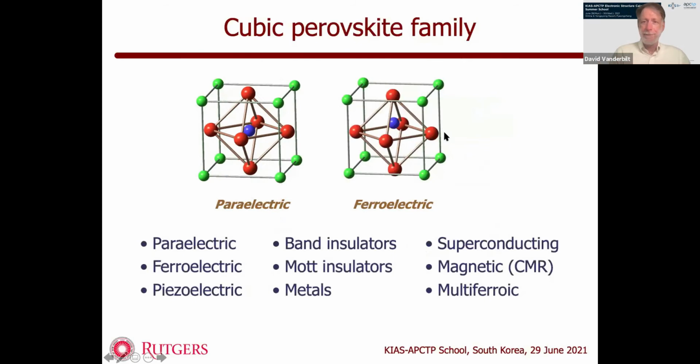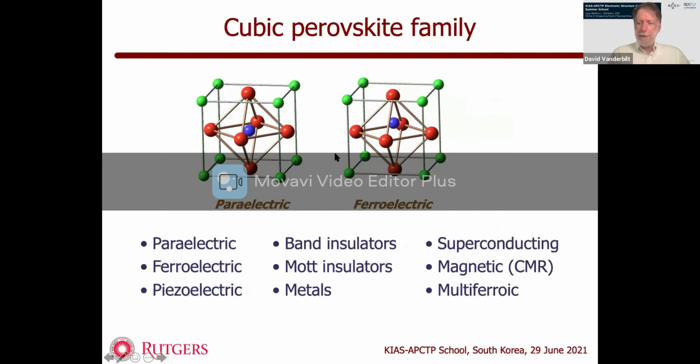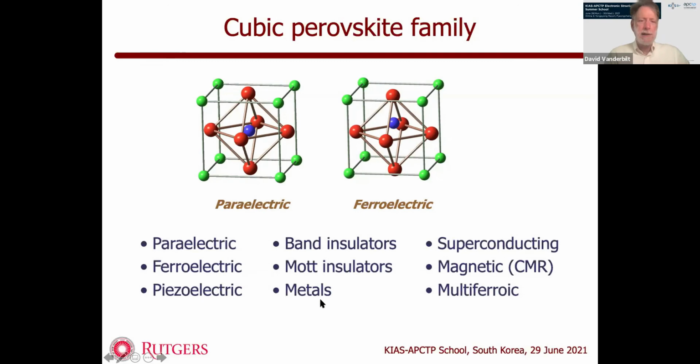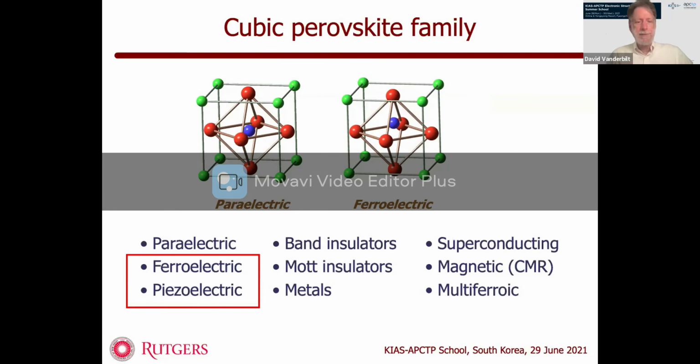So I mentioned that there's a very large class of these materials. And in this slide, I just mentioned some of the other things. Many of them are magnetic. Some of them are both magnetic and polar. Some of them are superconducting. Some of them are Mott insulators. They have metal insulator transitions. But I'm not going to talk about any of that in this talk. I'll just talk about the two properties that I mentioned at the beginning, which is ferroelectricity and piezoelectricity.